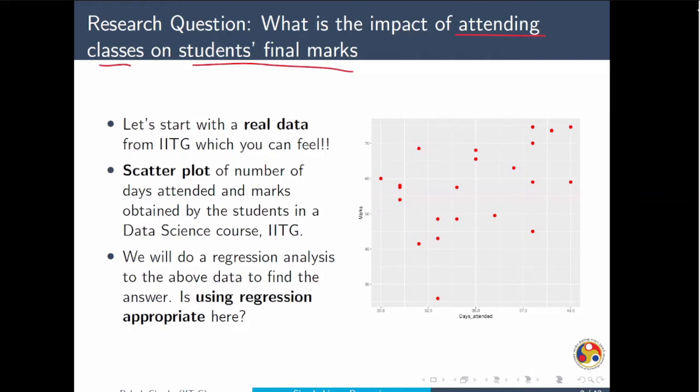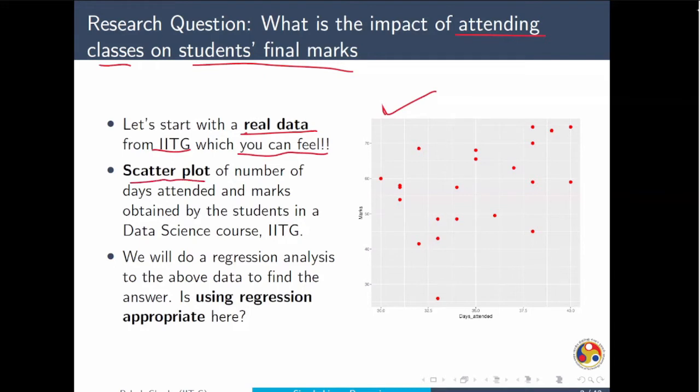So let's start with one real data set. By real data I mean we have one data set that is collected from IITG, so that you can feel it. A lot of the time you will start with data that you may not feel, but this is data that you can typically connect with. What you are seeing here is a scatter plot. This might be a new term for you.